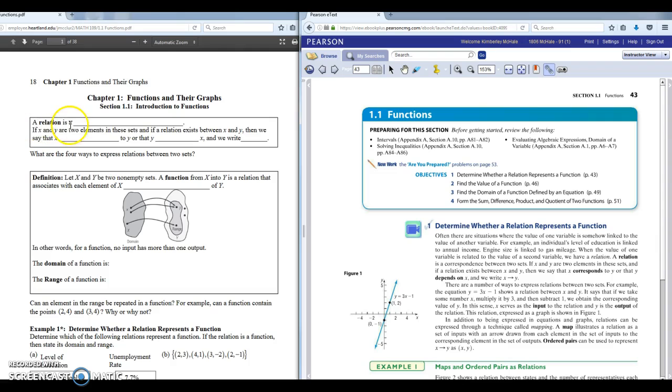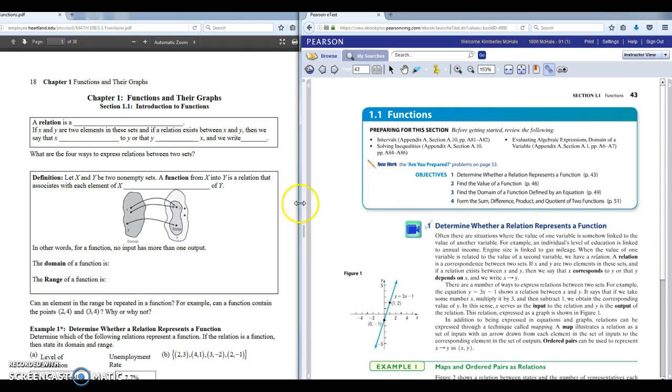Notice that this first says a relation is. I'm over here on the chapter 1 section 1.1 guided notes, and I'm supposed to fill that in, and I do come over here and I see a relation is a correspondence between two sets, and then I see the words if x and y are two elements, and those match these words. So you can use that paragraph right here to fill this first piece out. And then it says, what are the 4 ways to express relationships between two sets? That's going to take you through the whole entire section to answer that. They introduce to you the 4 ways.